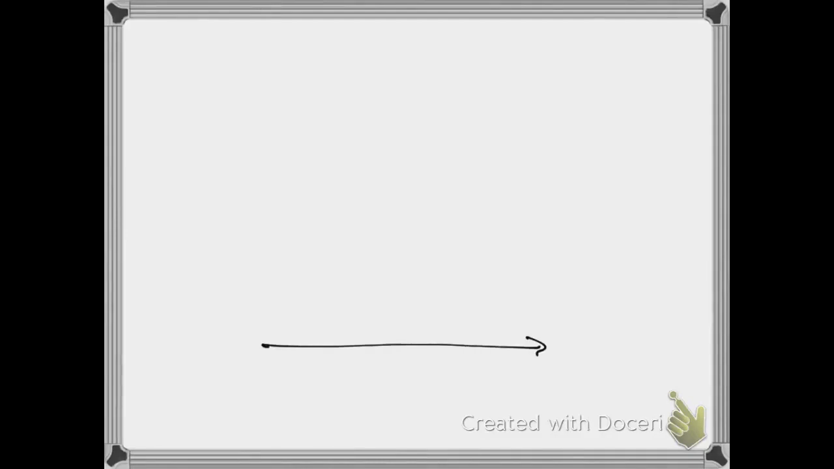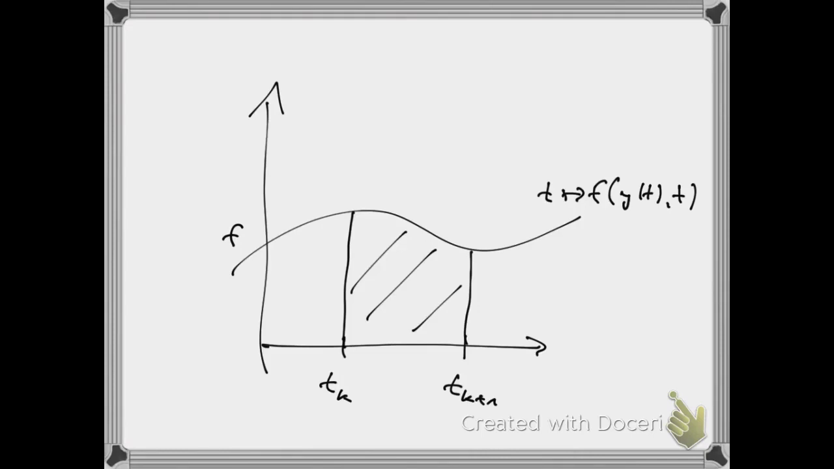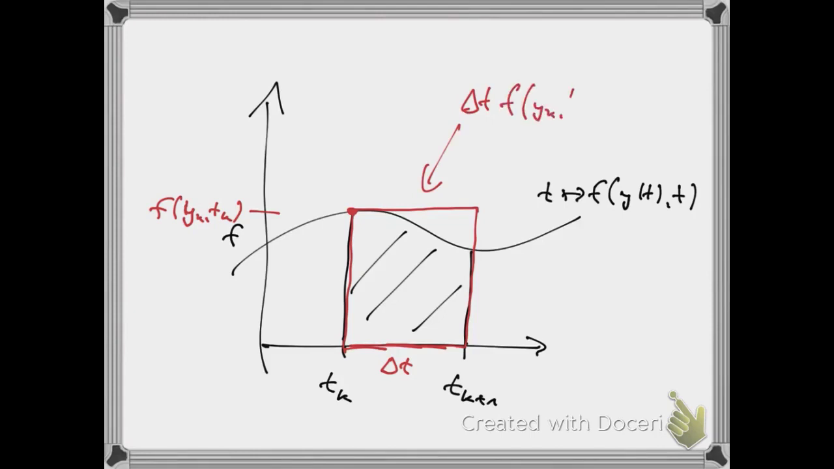So what I want to do is integrate my function f between two points tk and tk plus 1. In fact this is the function f of y of t, so the mapping t maps to this function. I want to approximate this area here, and what I can do is approximate this by taking this value, which is f of yk tk, times this length here, which is delta t. So I approximate the integral by this red area, and the red area is delta t times f of yk tk.